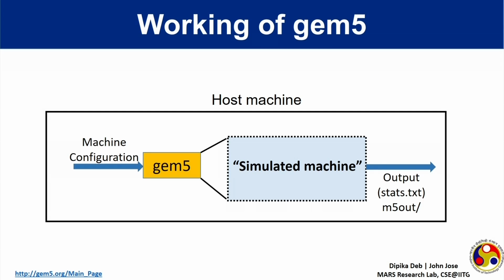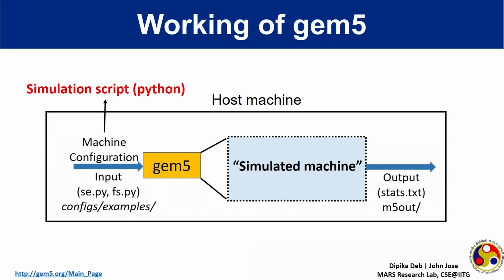The figure shows a diagram of how gem5 builds a simulated machine. On installing gem5 on a host machine, it takes an input parameter. This input parameter is actually a simulation script which is written in Python. This script contains the configuration of the simulated machine that is to be built by gem5. A few such input simulation scripts are present in this path. One such script is se.py and the next one is fs.py. I will explain more about the simulation scripts in the next slide.